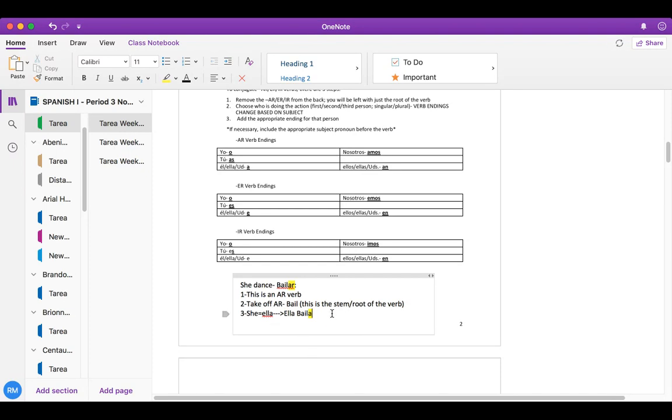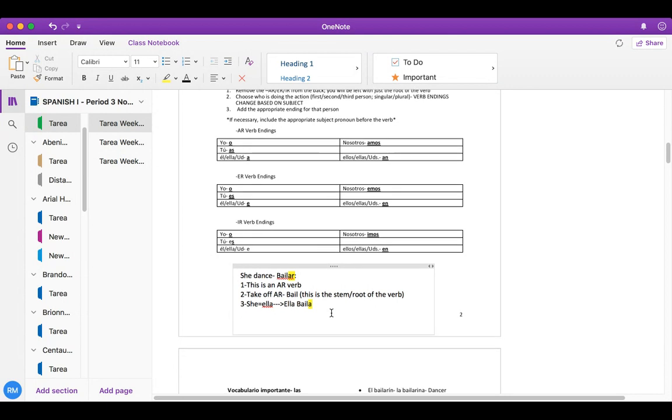I'm going to do one more example with an ER verb so that we're all on the same page. Let's say we want to say I eat. The verb to eat is comer. That's its infinitive.